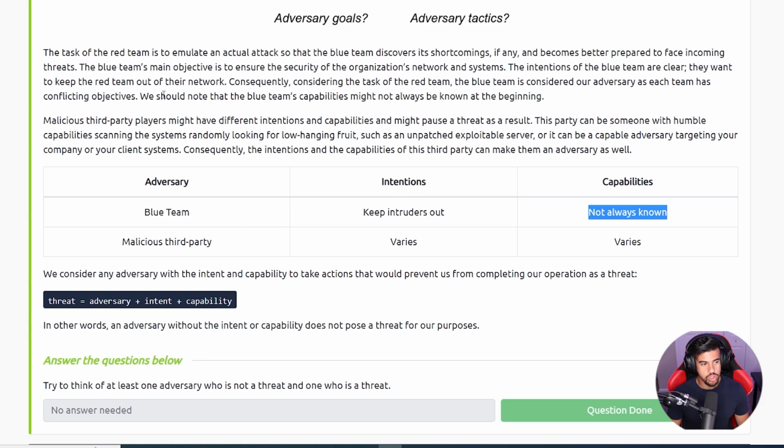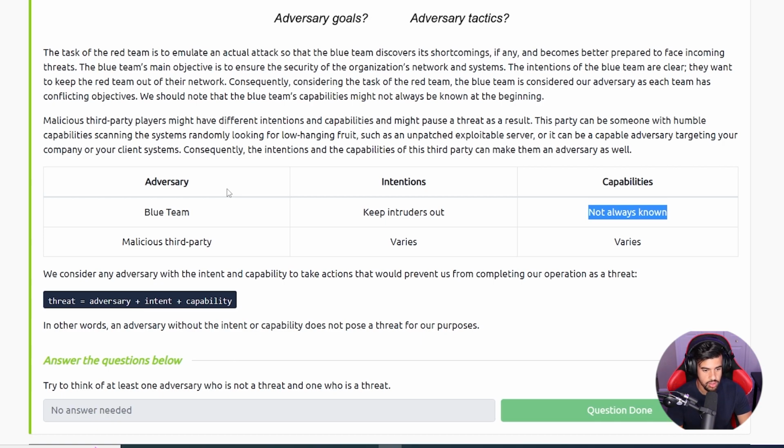Now, there can also be other third parties that are involved that could be an adversary. So, for example, if we are an attacker, we're an APT, and we've infiltrated a company, there might be another APT that has also breached that same company. And so their intentions could be very wide-ranging. We don't know what their intentions are. And their capabilities also could be very sophisticated as a threat actor. They could be pretty novice.